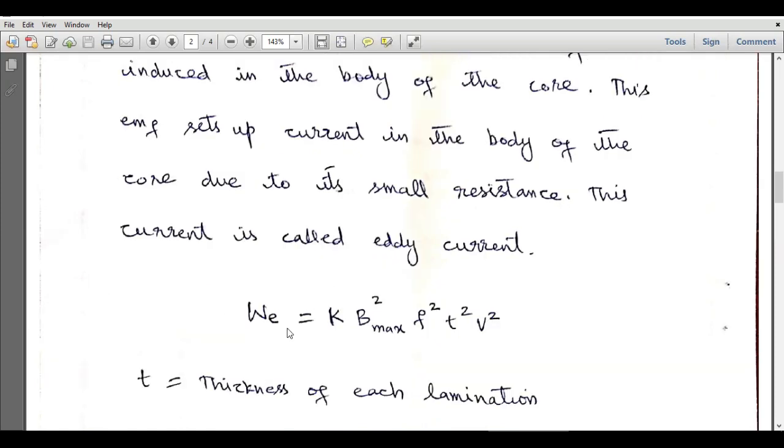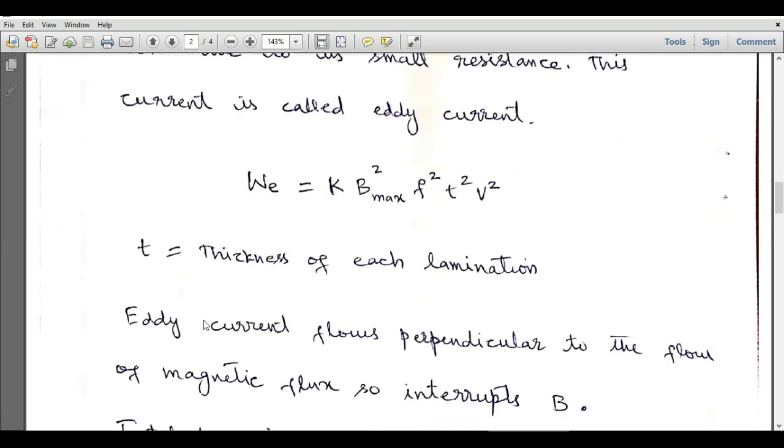The mathematical expression of eddy current loss is WE equal to K Bmax square F square T square V. Here K is the eddy current coefficient or eddy current constant. Bmax is the maximum magnetic flux density. F is the frequency of magnetic reversals. T is the thickness of the lamination, and V is the volume of the armature core. So in order to minimize the eddy current, we have to use laminated iron core, laminated sheets, and they are joined together, and in between we place some laminations. So the thickness of that lamination is actually T, which we see in this expression. So smaller the thickness, smaller will be the eddy current loss.